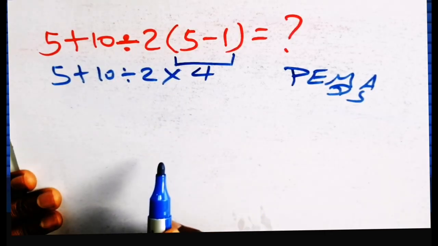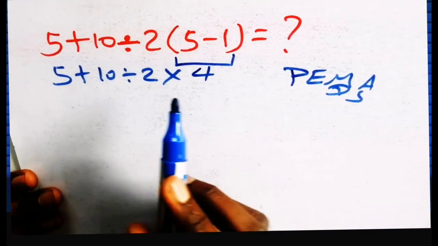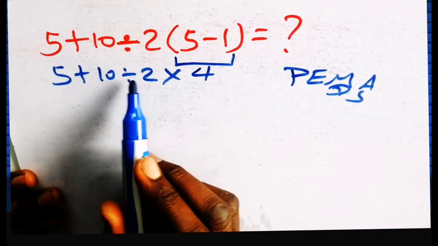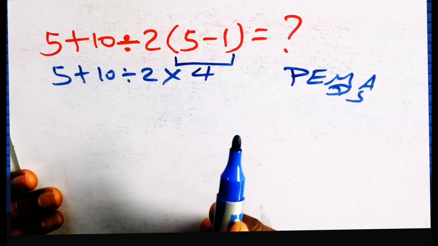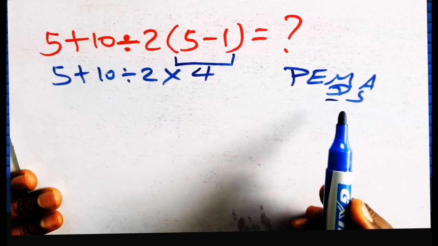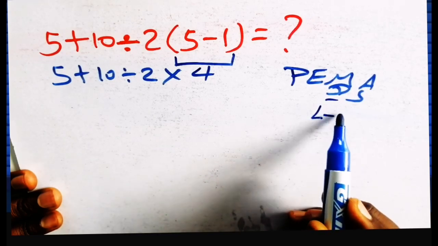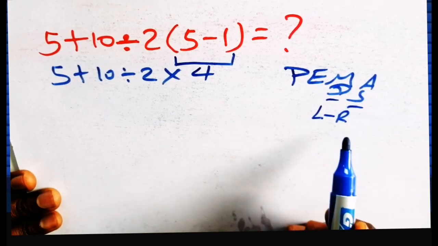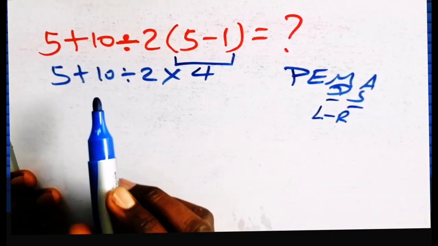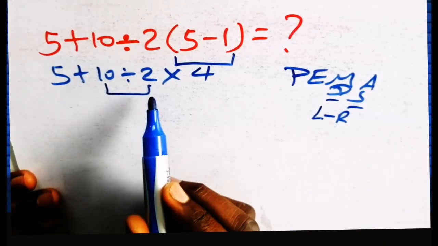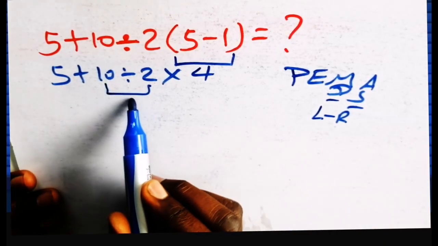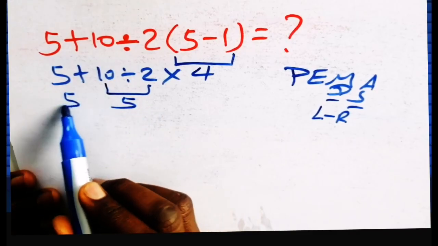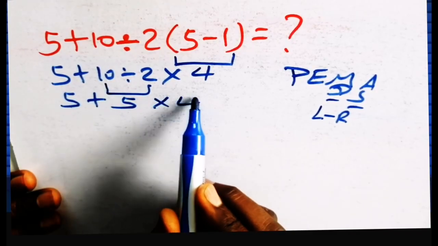So in this expression there is one addition, one division, and one multiplication. Remember that multiplication and division have equal priority. We have to work from left to right. The same applies to addition and subtraction. So here this division has higher priority, 10 divided by 2, which equals 5. Then here, 5 plus 5 times 4.